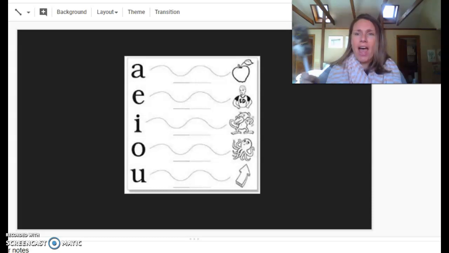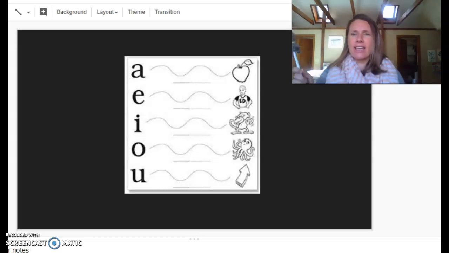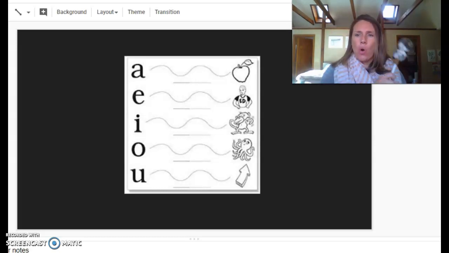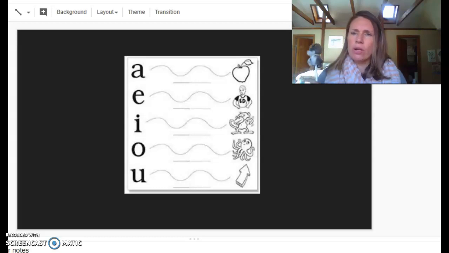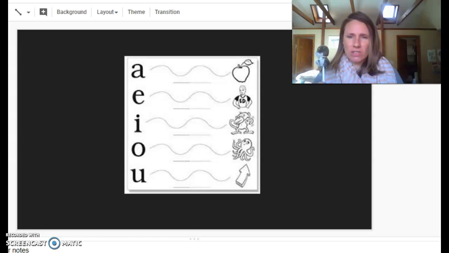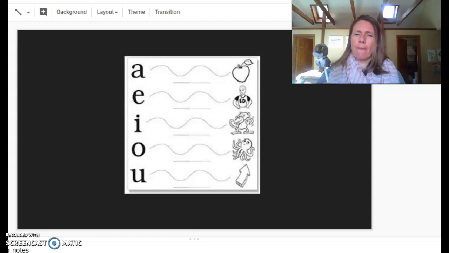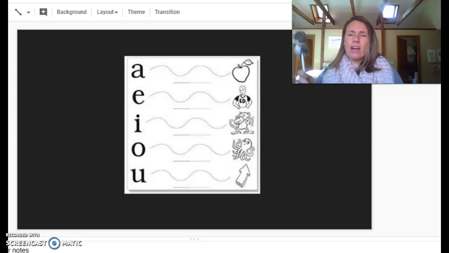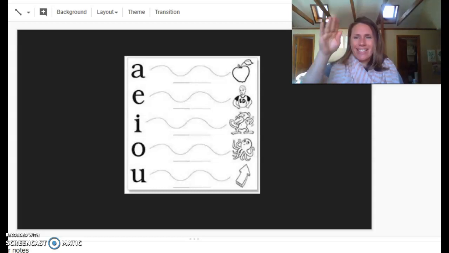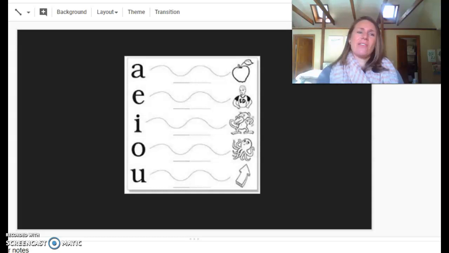A, apple, a. E, ad. I, itch. O, octopus. U, up. Nice singing. Are these short vowels or long? That's right, they're short. So if we were to mark them, what would we put over top of their heads? We would put a breve. It looks like a smile. Everybody smile, and take your hand and make a breve for our short vowels.